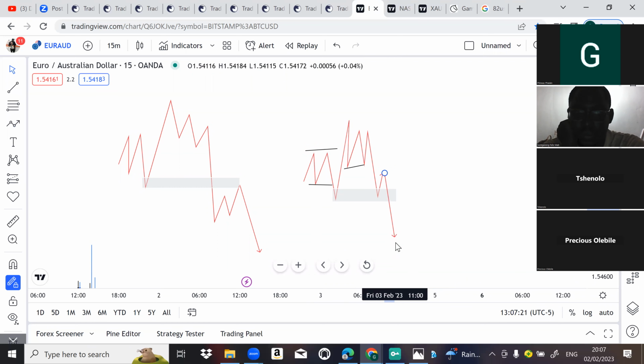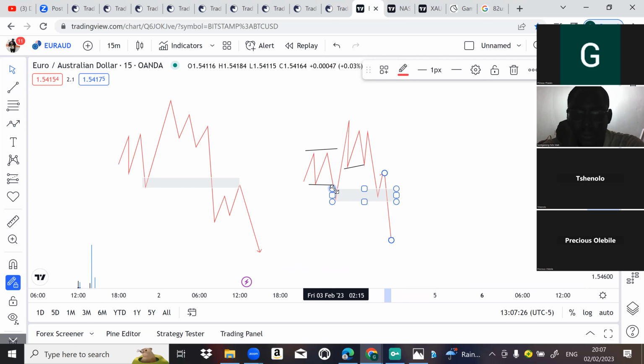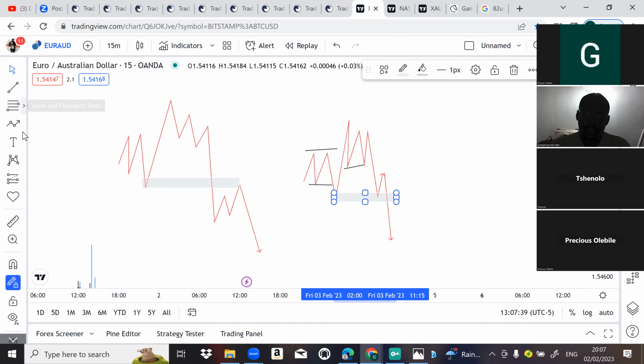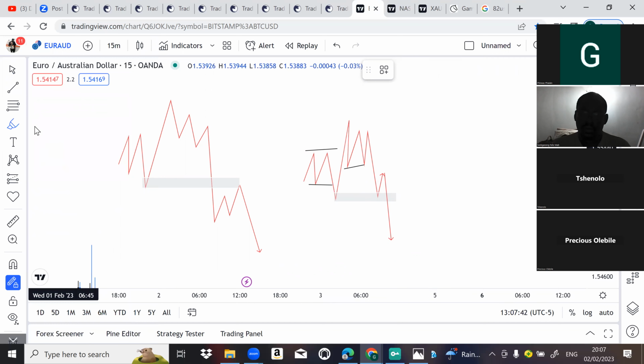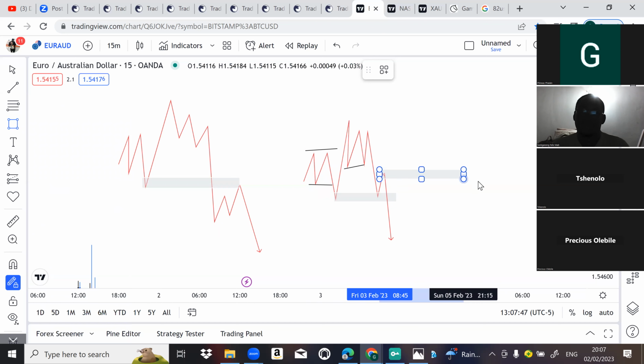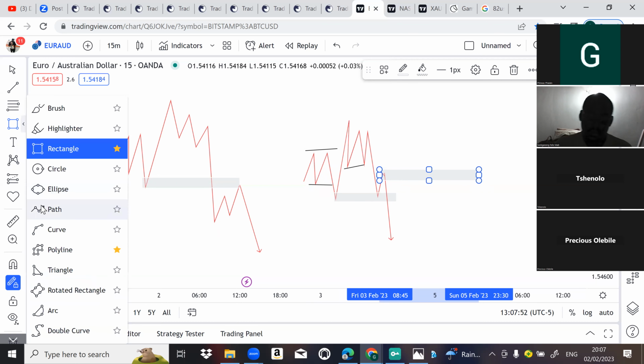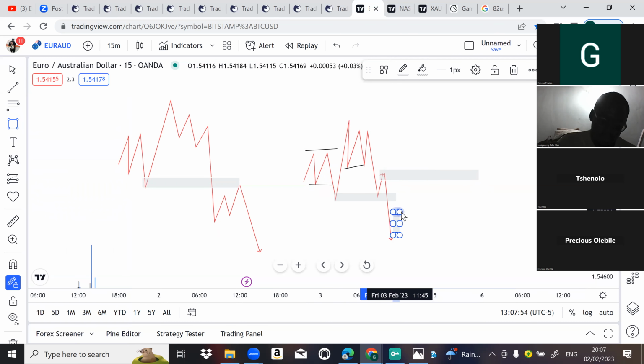In other words, supply and demand. Supply is where the price is aggressively selling, and demand is where the price is aggressively buying. So when the demand fails to hold the price, now we take the supply. In other words, supply is a bearish order block, because that's where we have aggressive selling. So when the demand fails to hold the price, we wait for the price to return to the supply, then we sell.